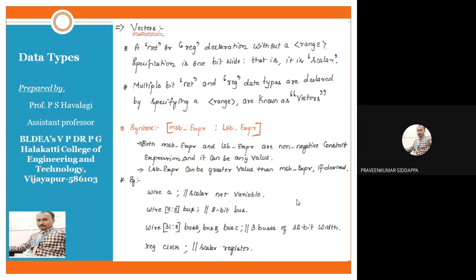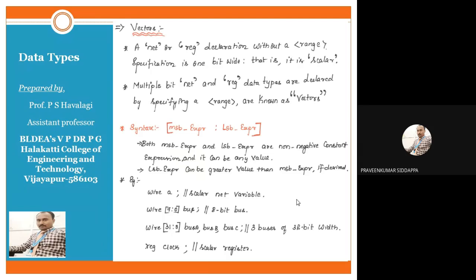Next, there are three buses of 32-bit width. Third example. Because of that, it should be initialized like this. There are three buses, bus A, bus B, bus C, all 32-bit wide. Then we have to initialize in this format.